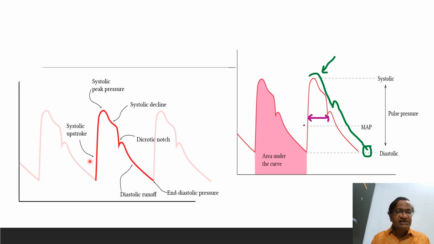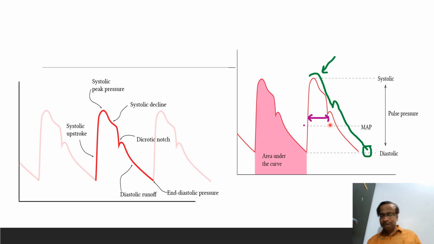Again, I am telling, this is the systolic peak pressure, systolic decline, dicrotic notch, dicrotic runoff. This is the diastolic pressure, this is the systolic pressure. Systolic pressure, diastolic pressure. The difference is pulse pressure. Now we have to take the area under the curve, and this is called MAP, mean arterial pressure.